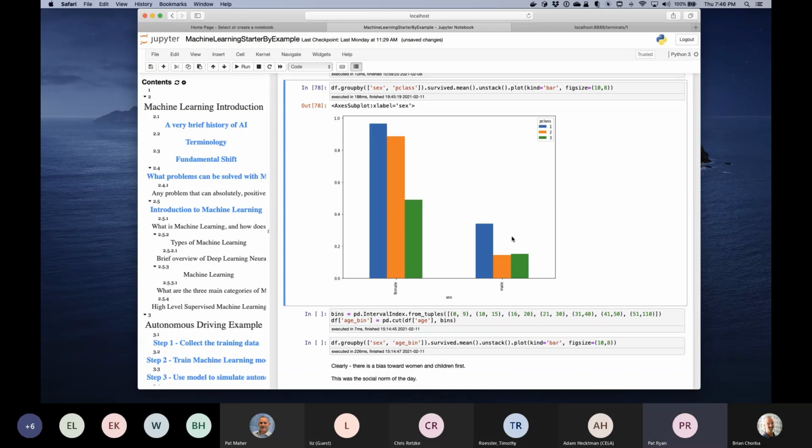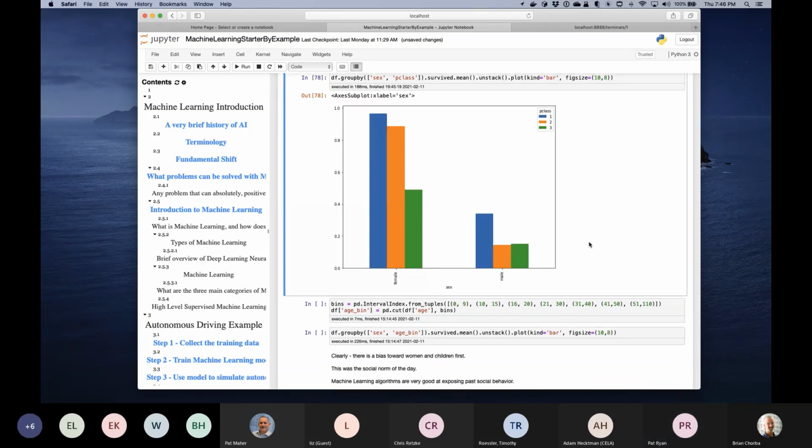On the right on this graph is for the males, and again, it's the same blue and orange and green. So the blue represents the first class males that survived. We can see no matter what passenger class the males were in, fewer of them survived than females, but first class passengers had a better chance.